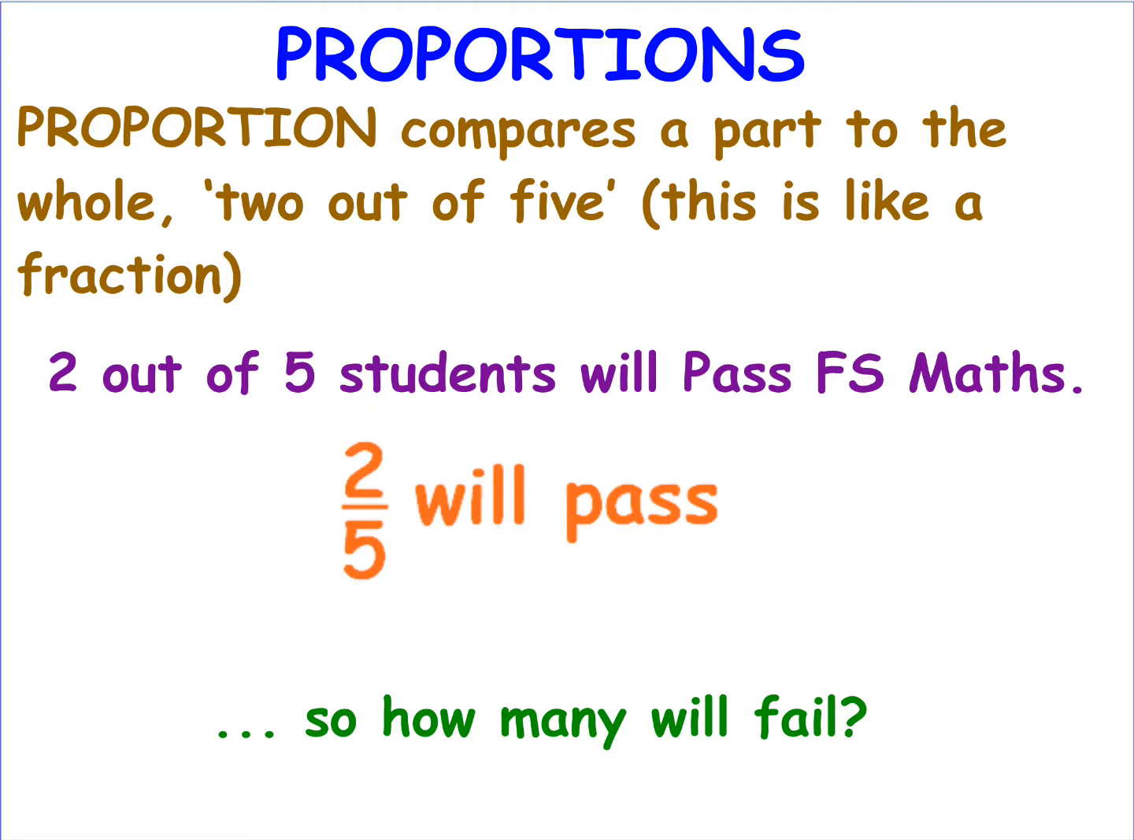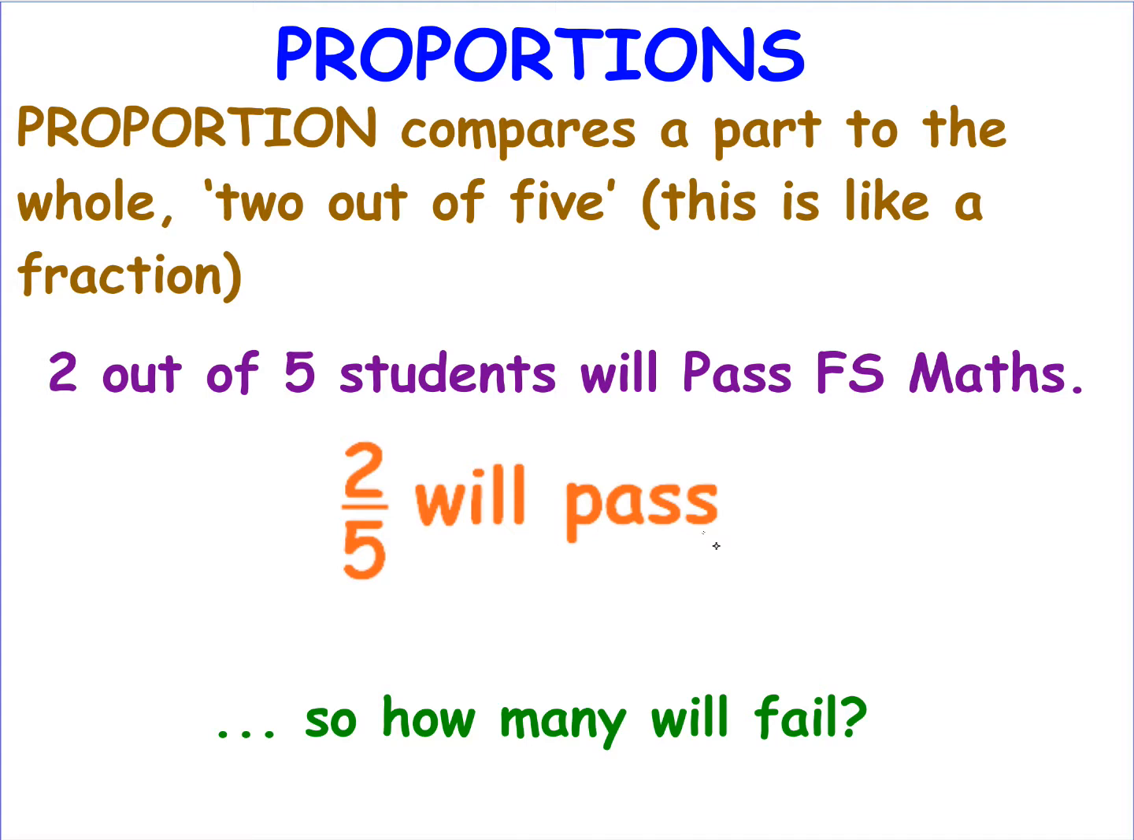Now, a proportion is slightly different in so much as a proportion compares a part to the whole thing. So 2 out of 5 students will pass the exam. So what we get with a proportion is that 2 out of 5, we get the numerator and we get the denominator. So 2 out of 5 will pass.